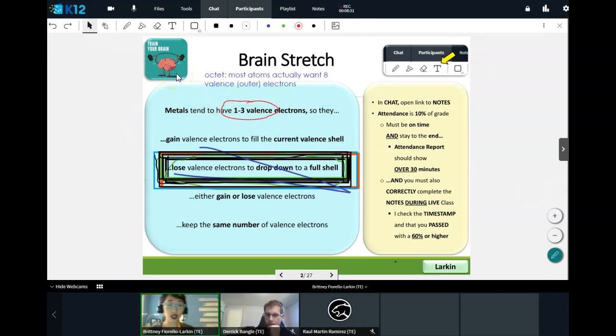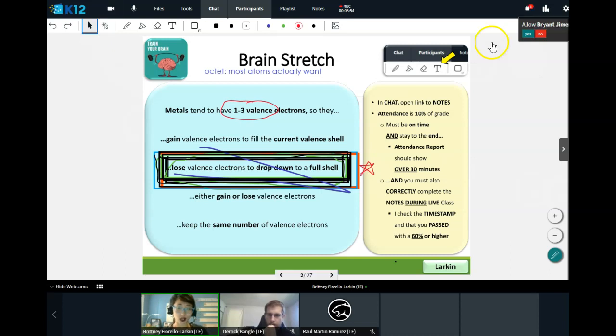Metals only have 1 to 3 though, so to get to a full octet, are they going to try to fill up that current valence shell, or are they trying to lose electrons to drop down to a shell that's already full? And you're definitely correct. They are going to find it much easier just to lose 1 to 3. If they had to fill up their entire octet, they would have to gain 5, 6, or even 7 more electrons to get to a full 8, which would definitely be a lot harder, right? So we know it's much easier for them to just lose their electrons.